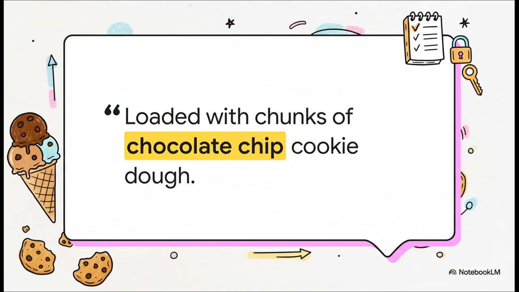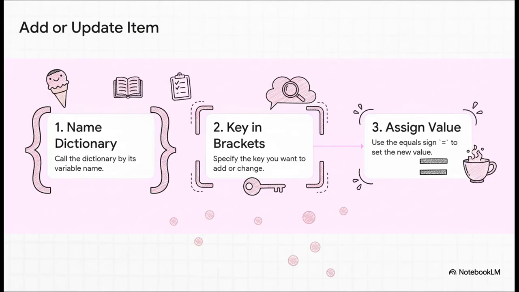And bam! Just like that, Python goes directly to the cookie dough key and gives you back its value. No searching, no scanning through a whole list. You ask for what you want by name and you get it instantly. And you know what's really cool? Adding a new item or even changing an existing one uses the exact same syntax. It's so intuitive. You just name the dictionary, pop the key in square brackets, and use the equal sign to give it a value. That's it.